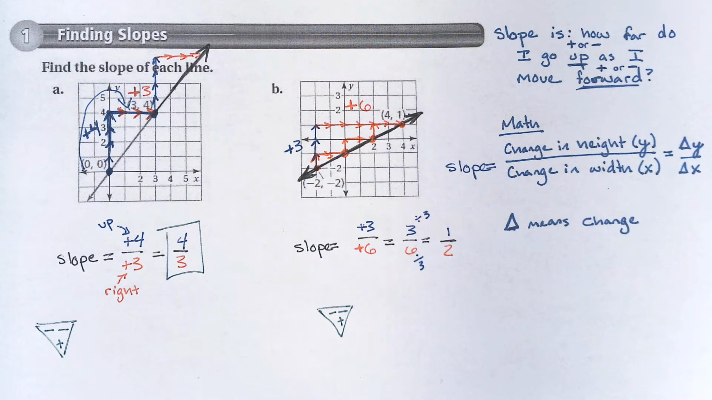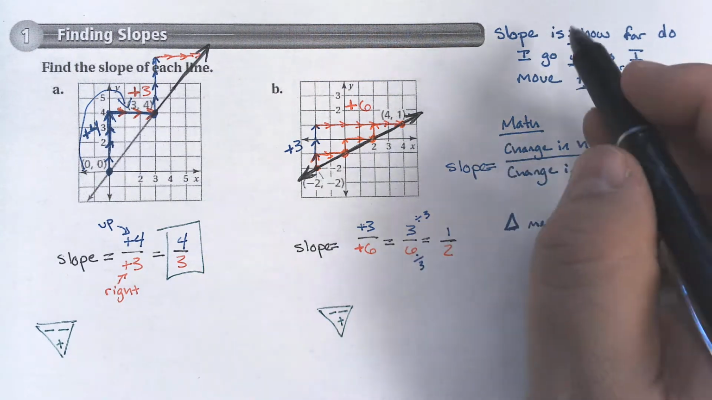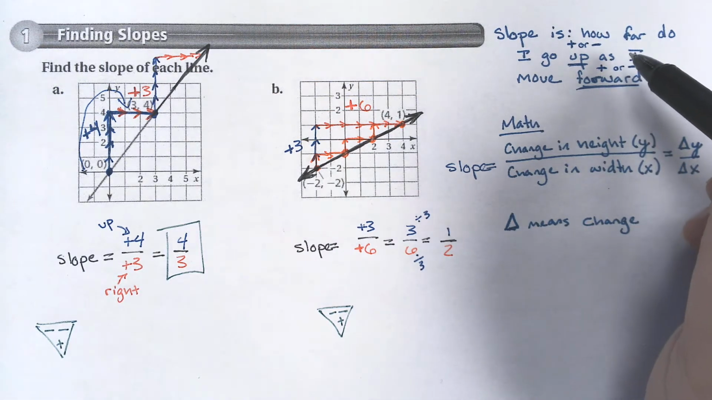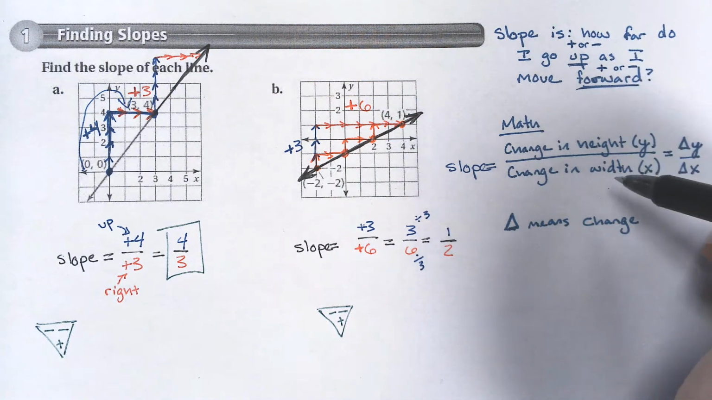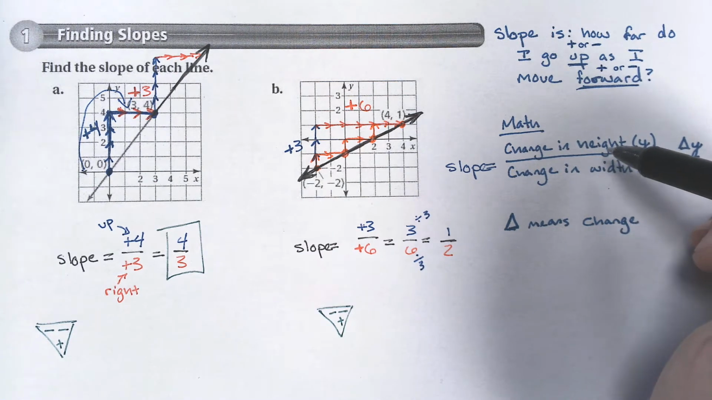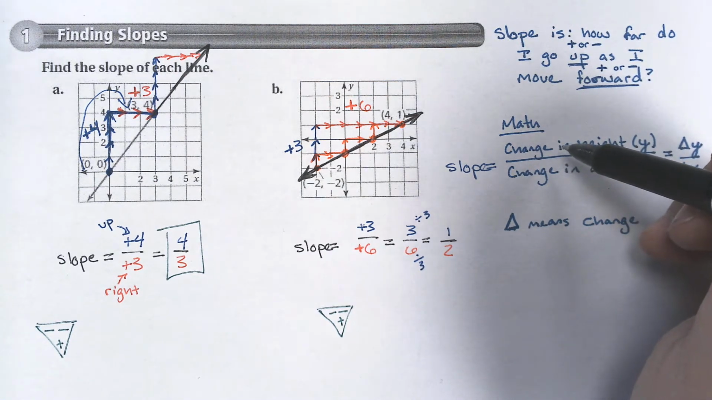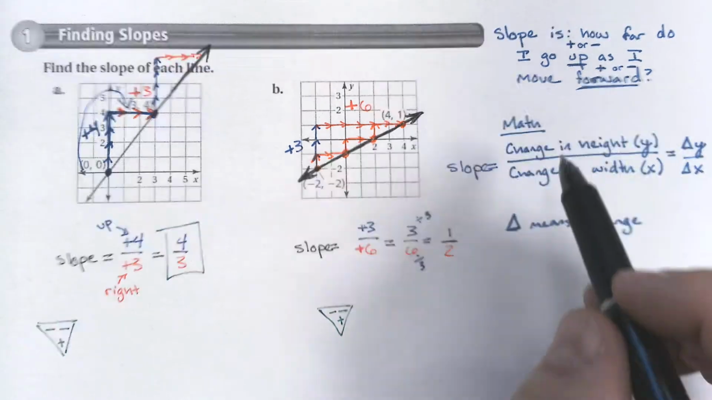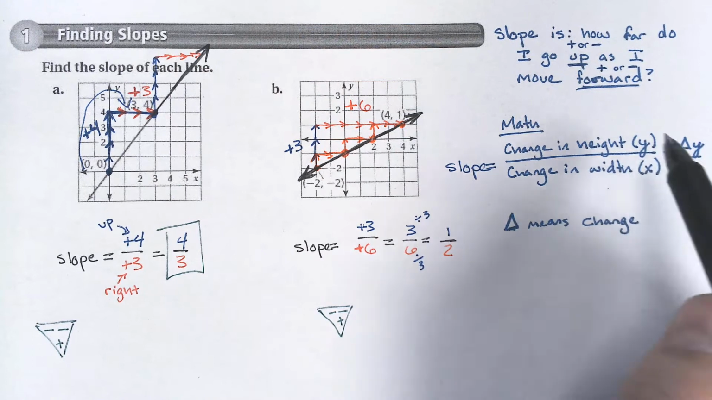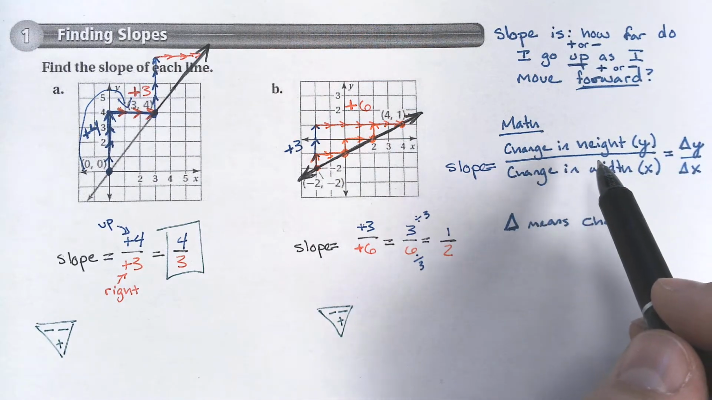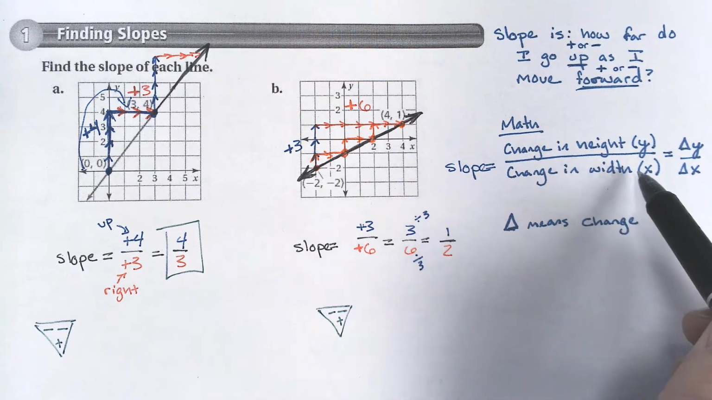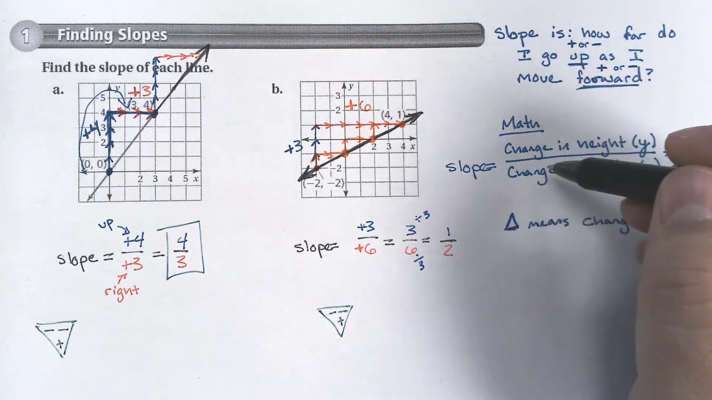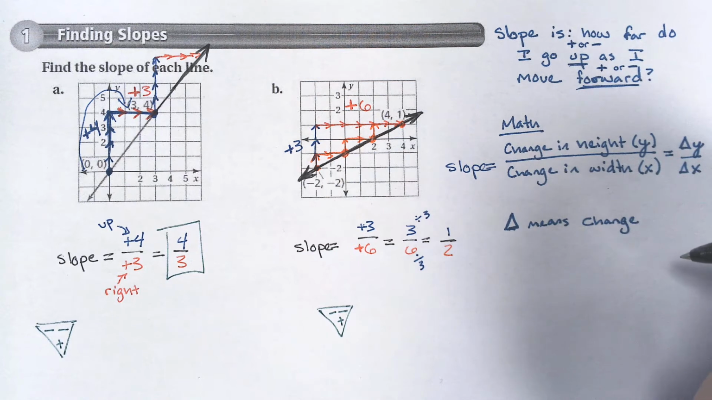So a quick review as quickly as we can. Slope is how far do I go up as I move forward. So think about it like we were walking upstairs. In math, that means I have to find the difference or distance or change in how far I go up and compare that to, and we do that through division, compare how far we went up to how far we went over. This is how we notate it. Triangle Y means change in height. Triangle X means change in width.